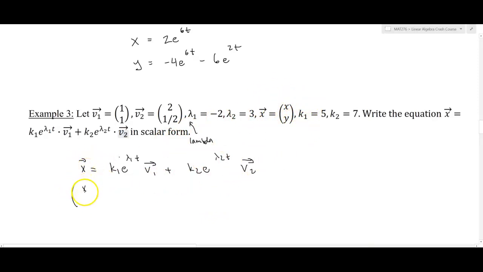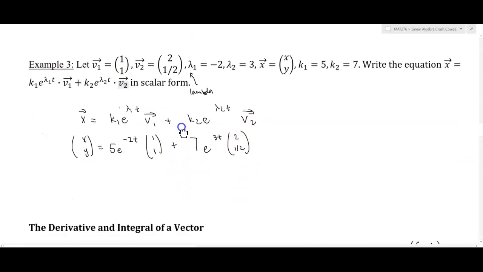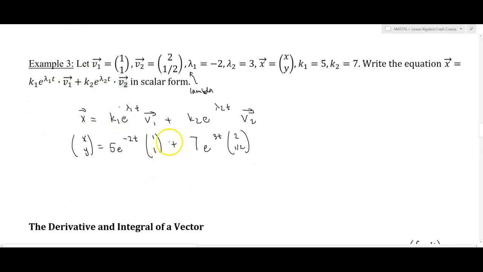So the vector x contains x and y in it. k1 is given to us as 5, so 5e to the lambda 1, which is negative 2t, times v1, the vector that contains 1, 1, plus k2, which is 7, e to the lambda 2t, which is 3t, times v2, the vector 2, 1/2. And so now we need to continue to expand this out. The purpose of this problem is just to show that we can express a matrix equation written in this symbolic form and then convert it into actual components.